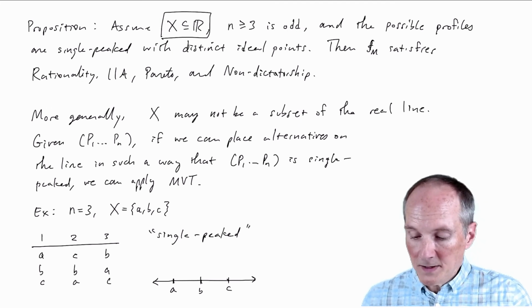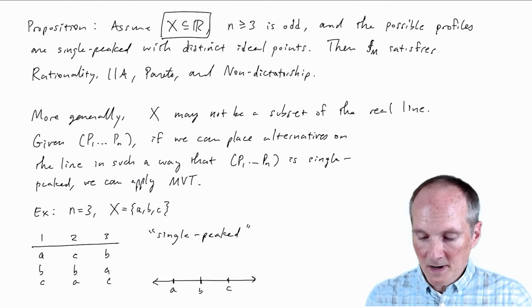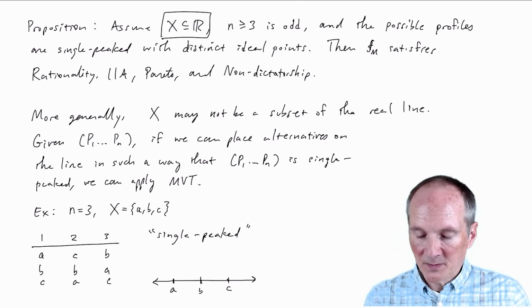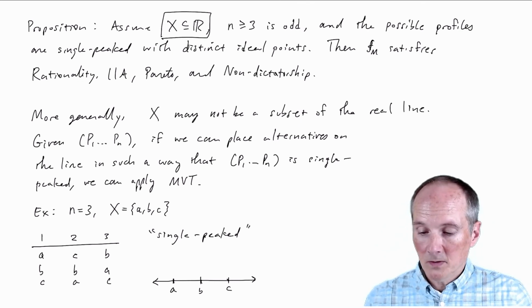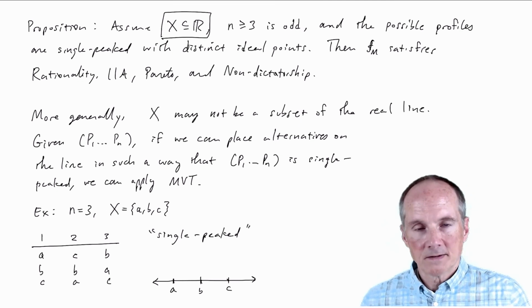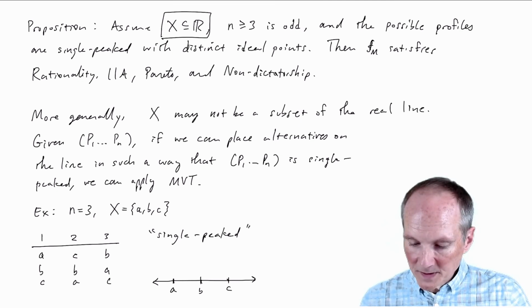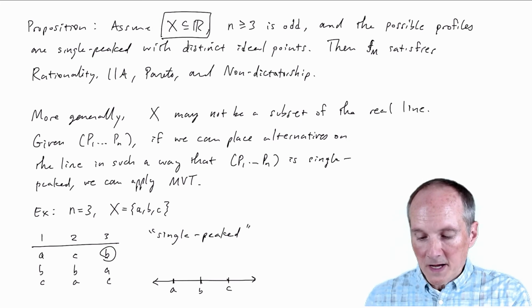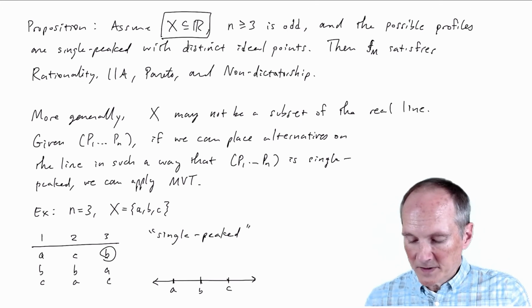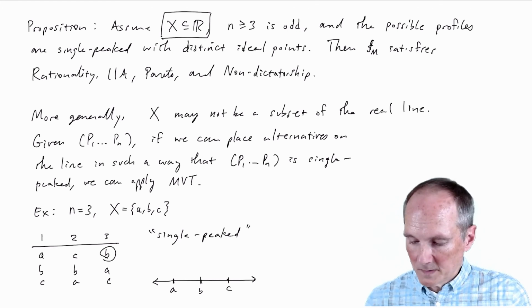So I know in this example there's an odd number of individuals, and they have single-peak preferences. So the median voter theorem that we proved applies. I know that person 3 is the median voter, so I know that their ideal point is a Condorcet winner, and I know that the majority preference relation is ranking.